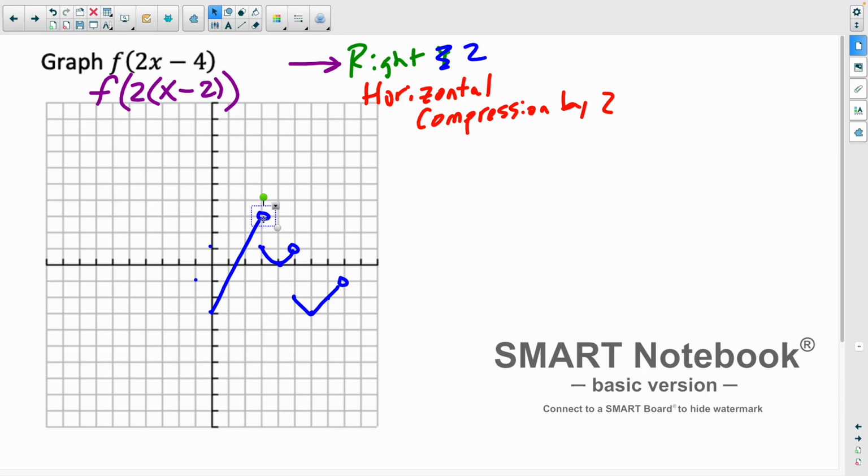Now, the next piece is I'm going to do a horizontal compression by 2. What happens when I do a horizontal compression by 2? I'm going to divide. That is correct. What am I going to divide? The x's. Because it's horizontal, I'm dividing the x's. Okay? So let's take a look. If I go to this one right here, what's the x value there? 0. If I divide that by 2, still 0. So it's still there.